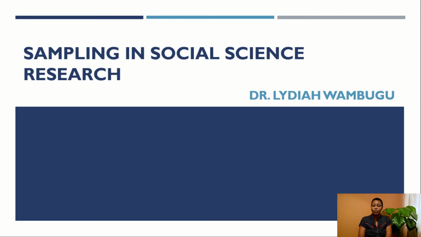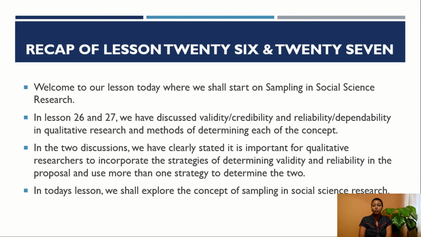Welcome to our today's lesson, where we shall start discussing sampling in social science research. From lesson 21 to lesson 27, we have discussed validity and reliability in both quantitative and qualitative research. In the last lesson, we discussed reliability of qualitative findings, and we clearly stated that it is important for researchers to incorporate more than one strategy when determining validity or reliability in qualitative research. In today's lesson, we shall introduce the concept of sampling in social science research.